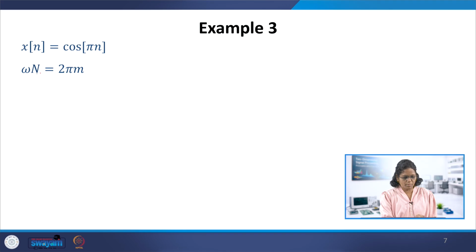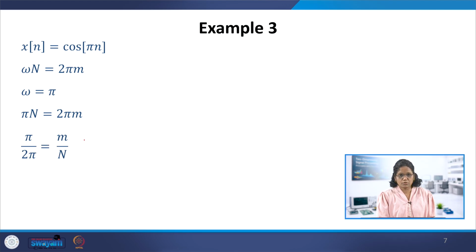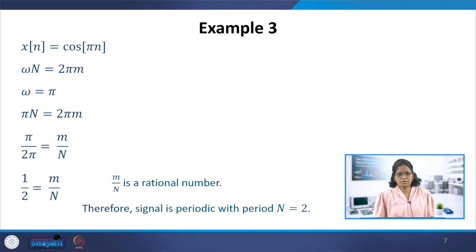Now, omega N equal to 2 pi m, and now you know the equation of this signal. Here omega is pi. What is omega by 2 pi? Here omega by 2 pi is pi by 2 pi, which is m by N, the ratio, and this is going to be 1 by 2, the integer ratio. Two of them are integers, so this is a rational number, and this is a periodic sequence of N equal to 2, as we have seen in the picture itself. After every 2 samples it is repeating, so it's a periodic sequence.